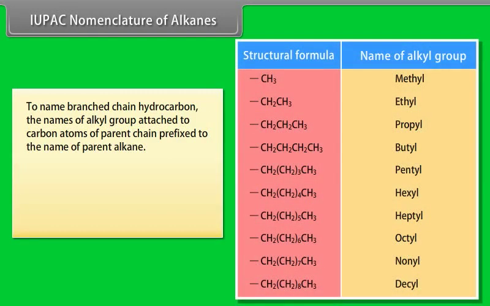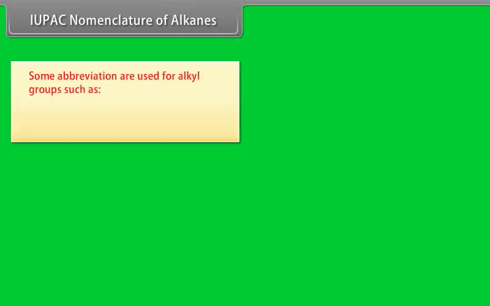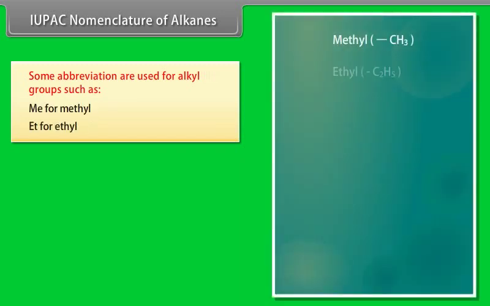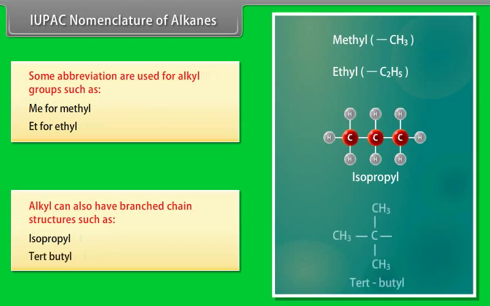To name a branched chain hydrocarbon, the names of alkyl groups attached to carbon atoms of the parent chain are prefixed to the name of the parent alkane. An alkyl group is formed from a saturated hydrocarbon by removing one hydrogen atom from carbon. To name an alkyl group, we substitute -yl. Some abbreviations are used for alkyl groups, such as Me for methyl, Et for ethyl. Alkyl groups can also have branched chain structures such as isopropyl, tert-butyl.